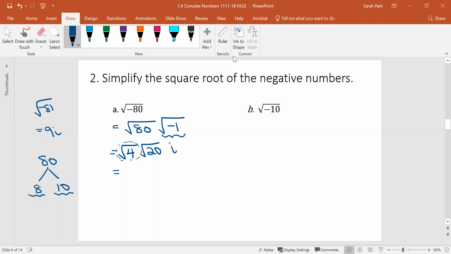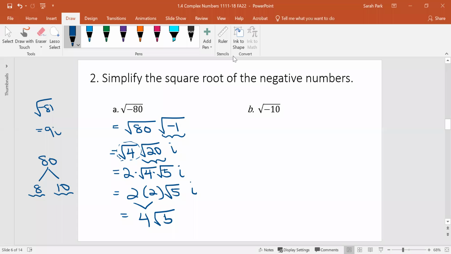So we know the square root of 4 is 2. The square root of 20, we can break one more time into the square root of 4 again and the square root of 5. Remember, this is all multiplication. You have to just know that. And then 2 times the square root of 4 is 2 again, times the square root of 5, and then i. These two numbers are now out of the root, so we can multiply 2 times 2, and get 4. The square root of 5 stays under the root.